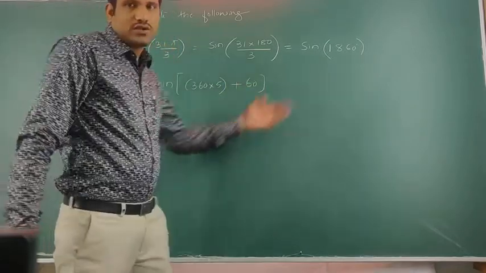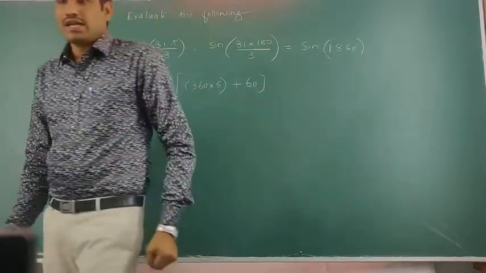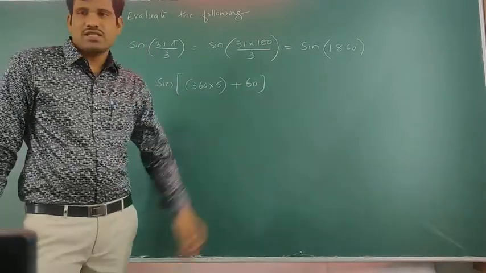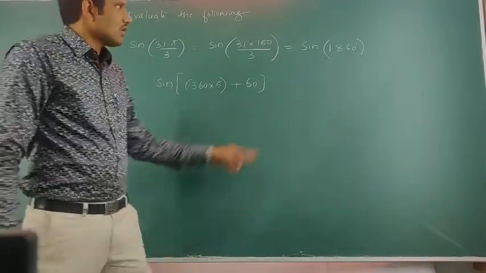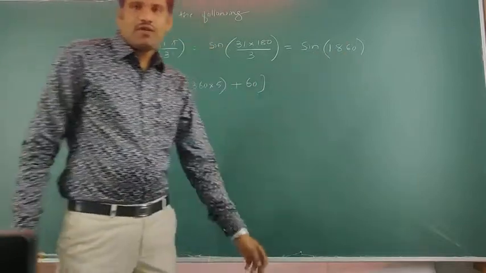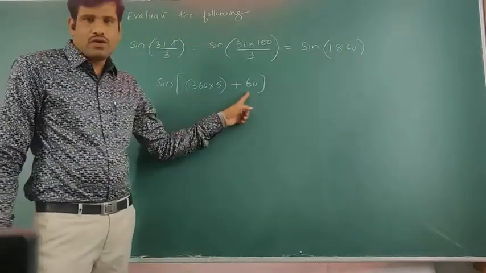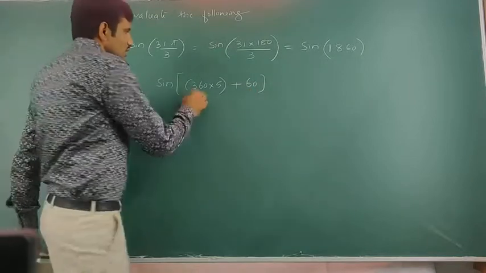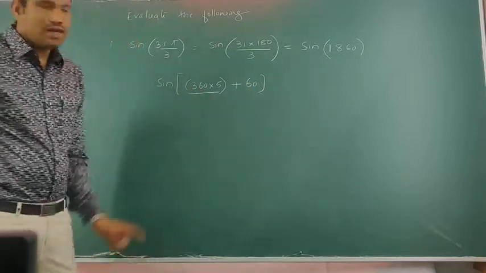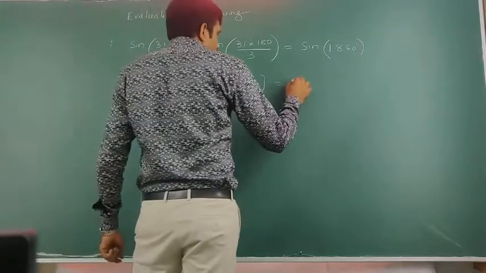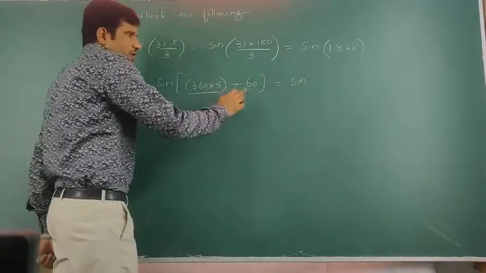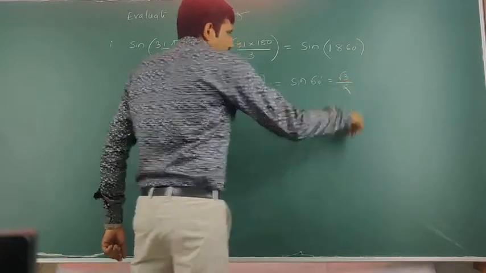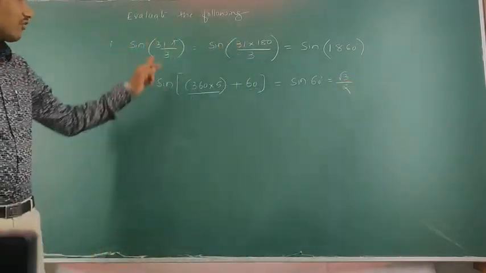We already discussed this concept. When any angle is greater than 360 degree, that angle we can represent in the form of 360 into n plus theta. So 1860 we can write as 360 into 5, that is 1800, plus 60. Therefore this 360 into 5 we can neglect. So this is simply equal to sine theta, that is sine 60 degree. What is sine of 60 degrees? Root 3 by 2. This is the answer for this.